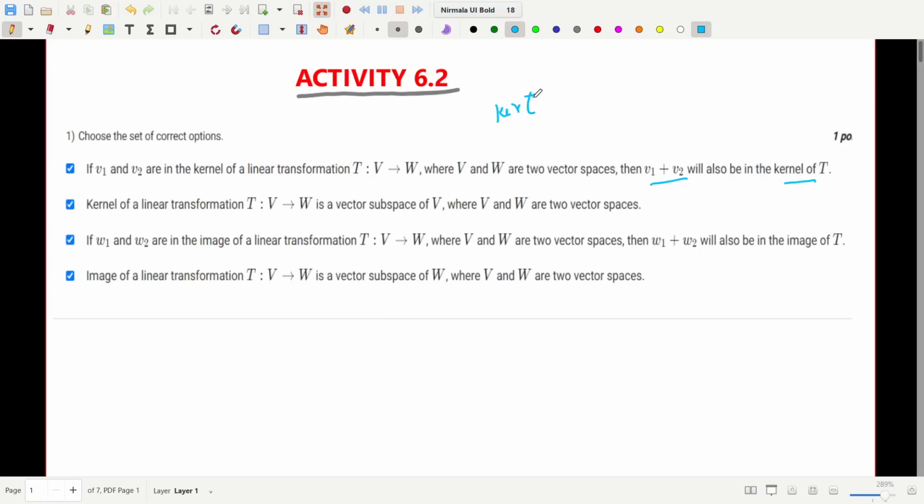Kernel of T is a subspace of V. So if V1 and V2 are in that subspace, as per the vector space axioms, V1 plus V2 will also be present in that subspace. It will also be in the kernel of T.